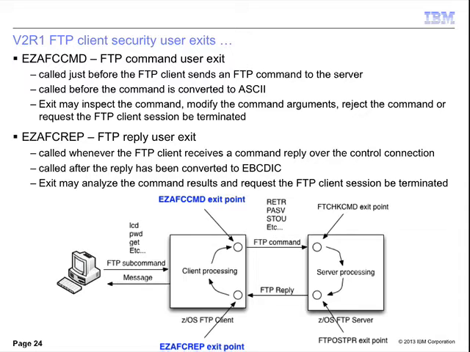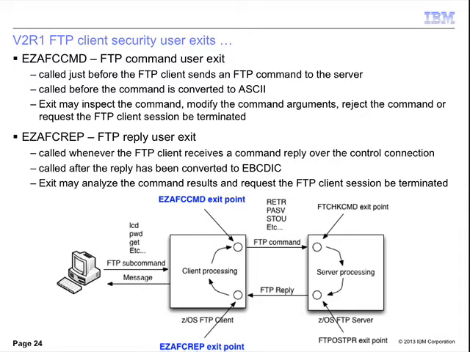What we've basically done is put that same capability into the client. So if you look over on the client side, there's a new exit point, EZAFCCMD, the command exit. When the client has done everything it's going to do and is getting ready to actually send the command up to the server, it's processed whatever the subcommand was, a get or a put. It's taken into account all the current configuration options, and it's ready to actually flow a command. It'll drive the exit. The exit can then reject the command, it can modify arguments, or it can ask that the client be terminated. So there's a fair amount of power in there.